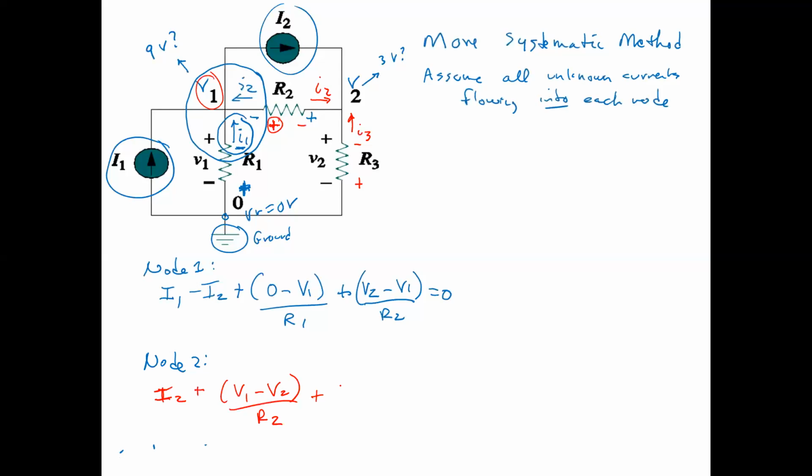Okay. David. What's the node voltage here? That's a V2. Yep, equals 0. Mm-hmm.